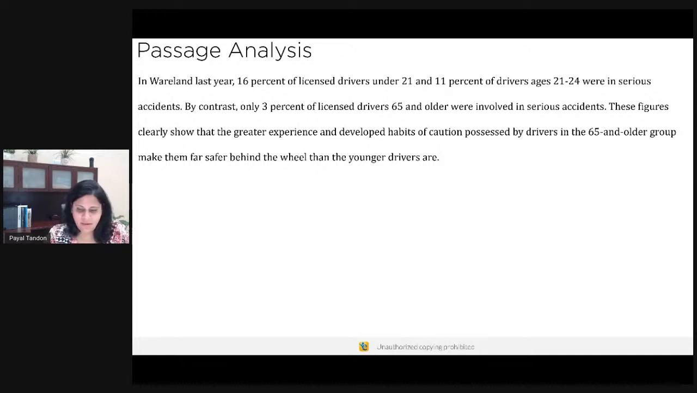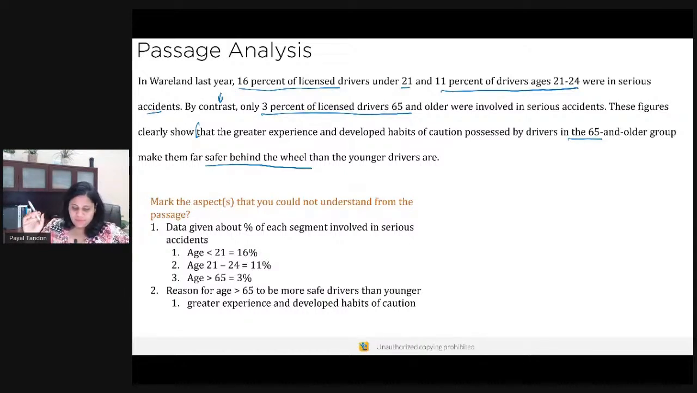In Wareland last year, 16% of licensed drivers under 21 and 11% of drivers ages 21 to 24 were in serious accidents. By contrast, again, there is a comparison here, only 3% of licensed drivers 65 and older were involved in serious accidents. These figures clearly show, and this is where the author's conclusion is, that greater experience and developed habits of caution possessed by the older drivers make them far safer behind the wheel than the younger drivers are. So really, there are three data points that have been given.